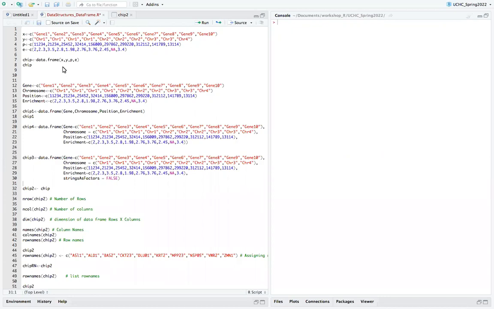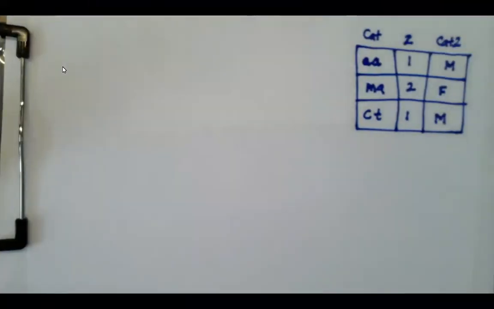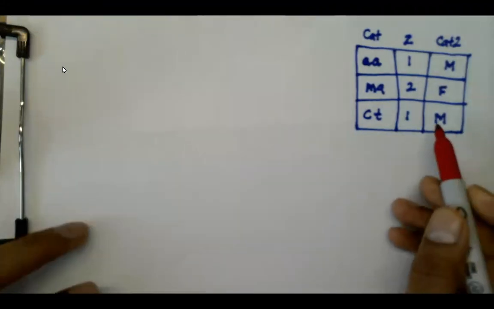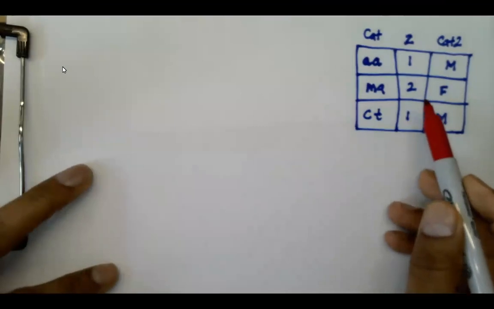Before going into subsetting, I will revisit what we learned about data frames and what the different options of subsetting are, so that it makes sense when we actually start executing the code. So I'll use pen and paper. Typically, let's say a data frame looks something like this. That's what we look at.